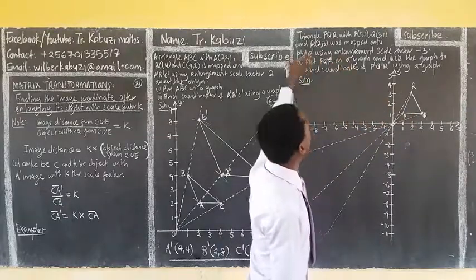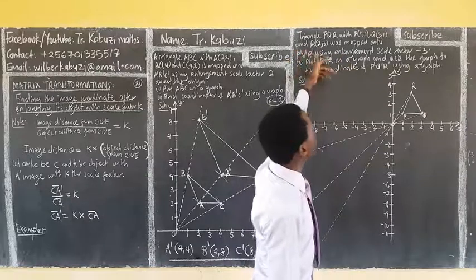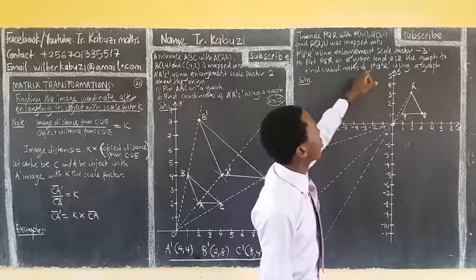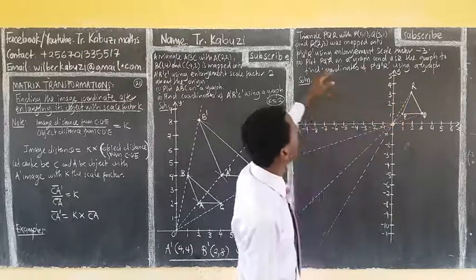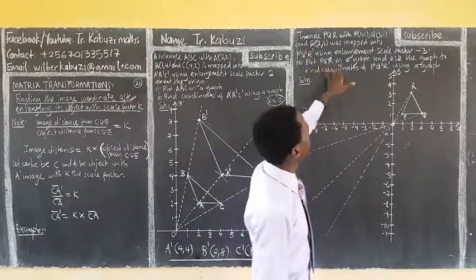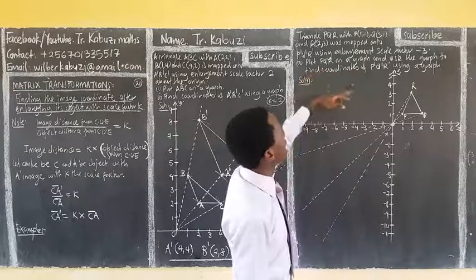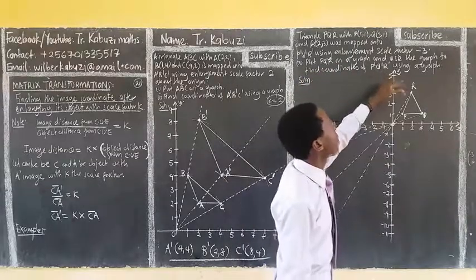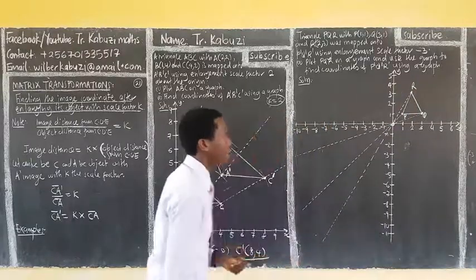Enlargement of P, Q, R using scale factor -3. Plot PQR on the graph. I'm done with that, so that I can save some time. Plot PQR on the graph and use the graph to find the coordinates of P prime, Q prime, R prime. Anyway, that's the repetition of the question.